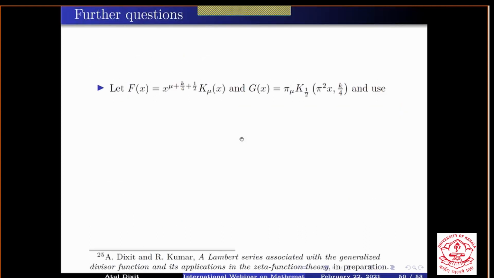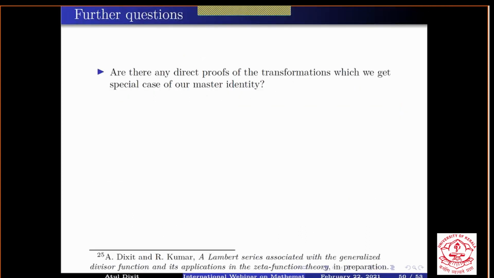Let me say in my last slide, are there any direct proofs of the new transformations that we get as a special case of our master identity? In fact, when A is equal to 2m, can we obtain them in a direct way?